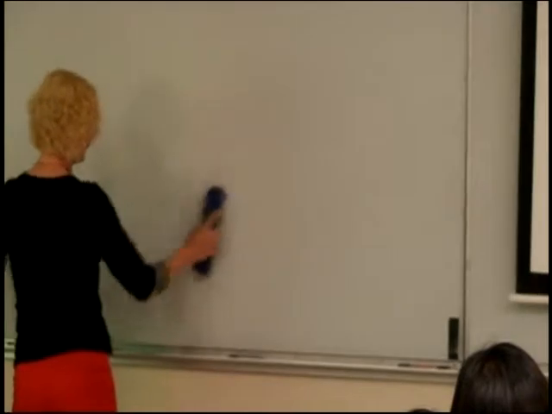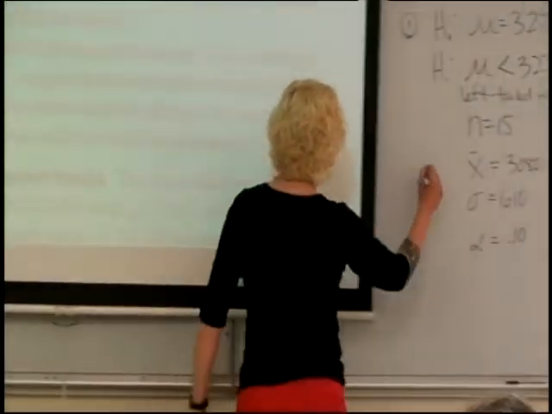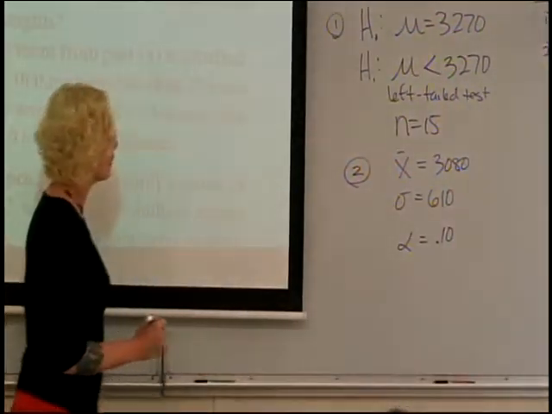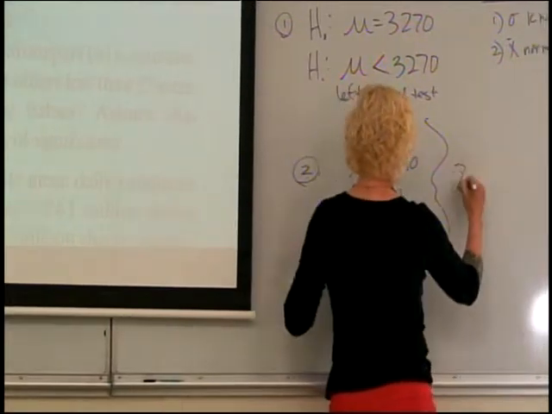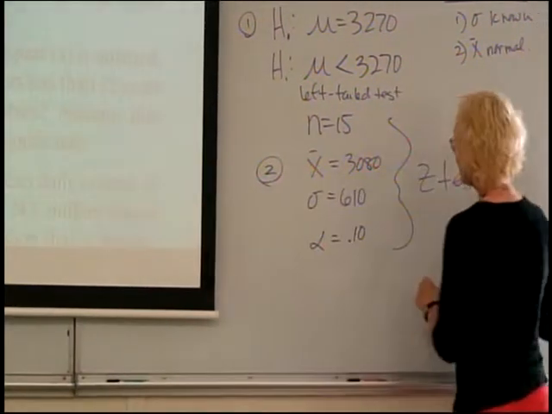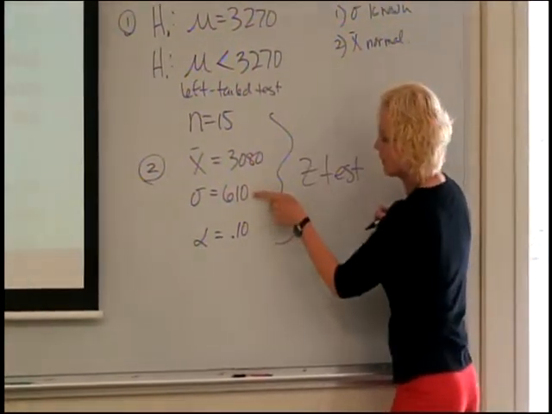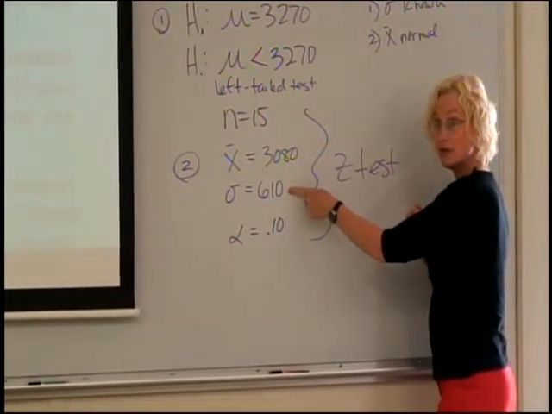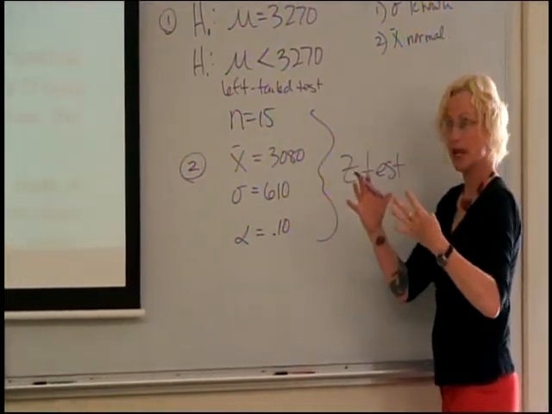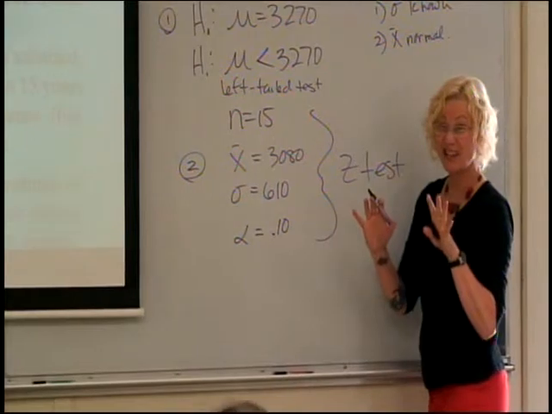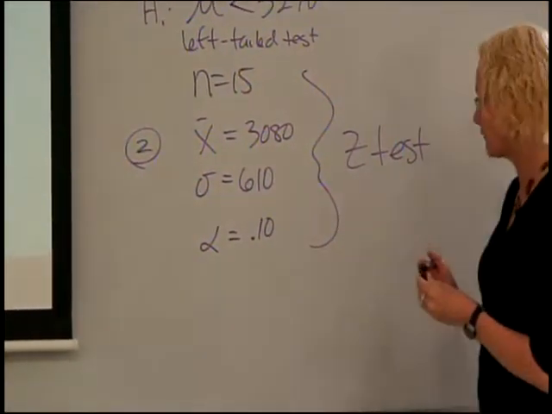We've got to finish the problem. Okay, so step 1, you set up your hypotheses. Step 2, you pull all your other information out of the problem. We determine this is a z-test because it has to do with means, and there's the population standard deviation. Now, let's do this by the by-hand method, which is kind of prehistoric, but it helps you understand the whole process.